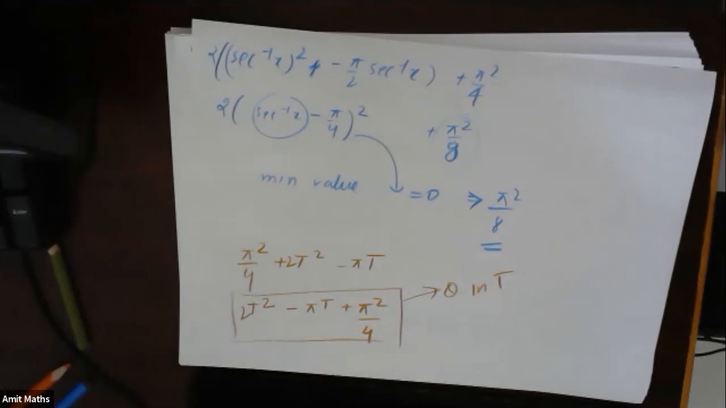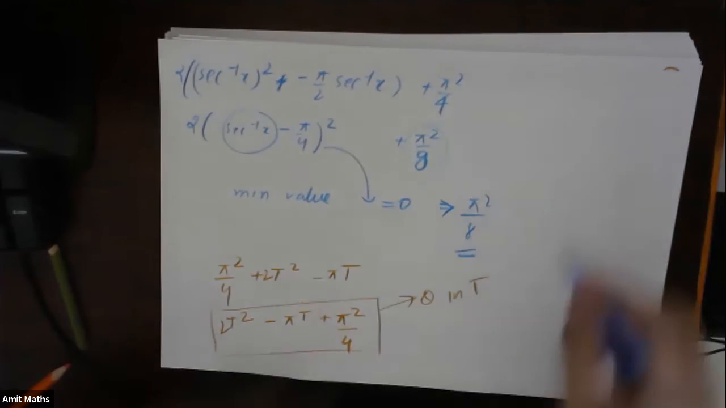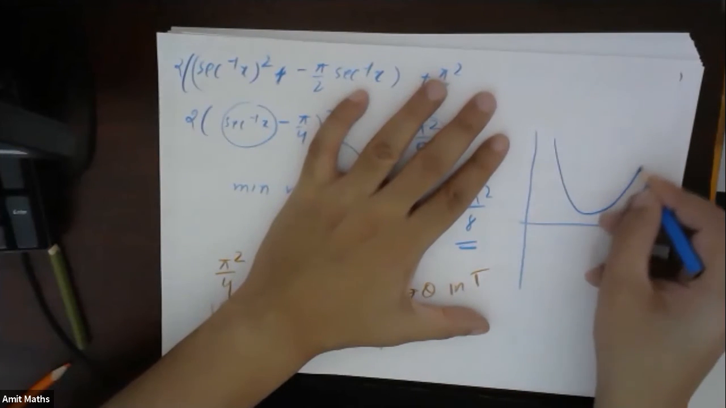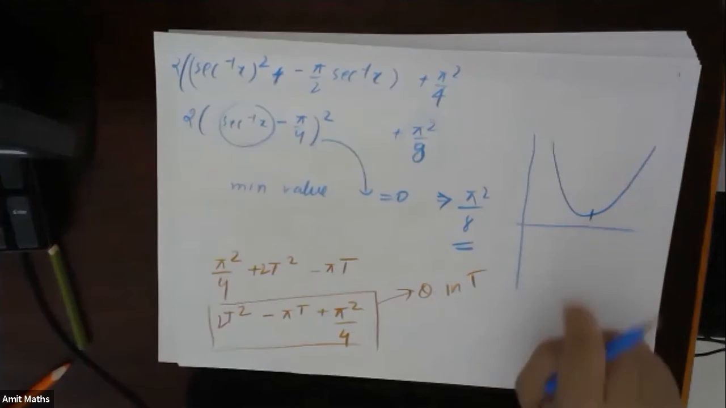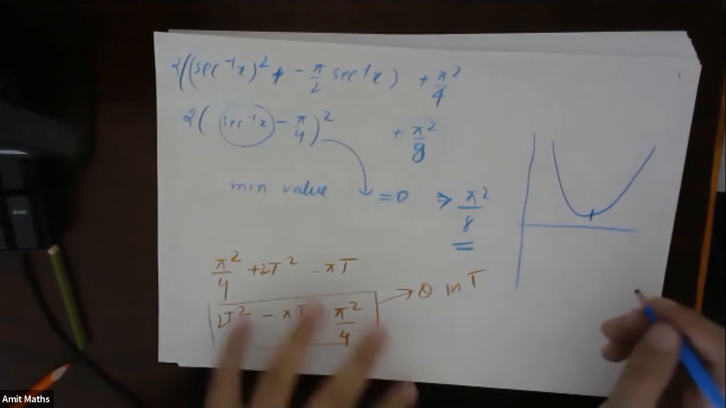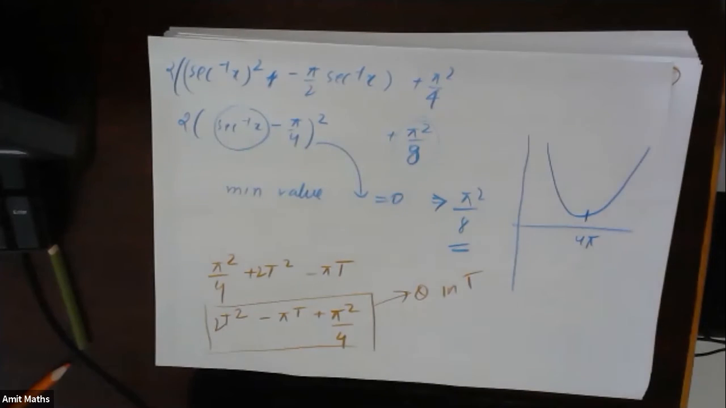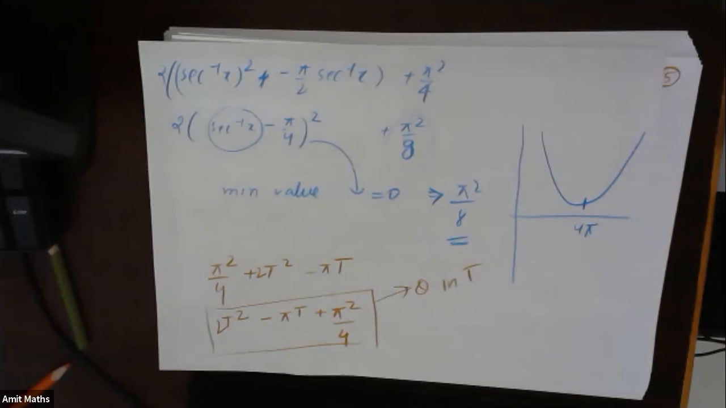For example, suppose, how can I explain? Okay, let's see. Suppose this is a quadratic expression, right? You will find the minimum value here. Okay, let's say the minimum value is coming out at 4 pi.